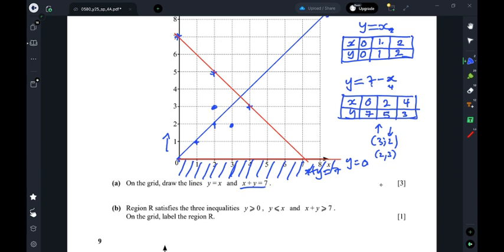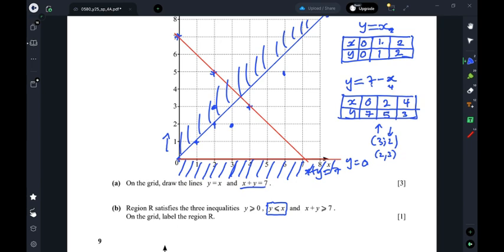But the inequality requires me to have the region where all the values of y are always less than x. So any region that is below the blue line, for instance, if you take this point where x is 6, you're going to see that y is 5. y is smaller than x. So the region that I do not want is the region which gives me values of y which are greater than x.